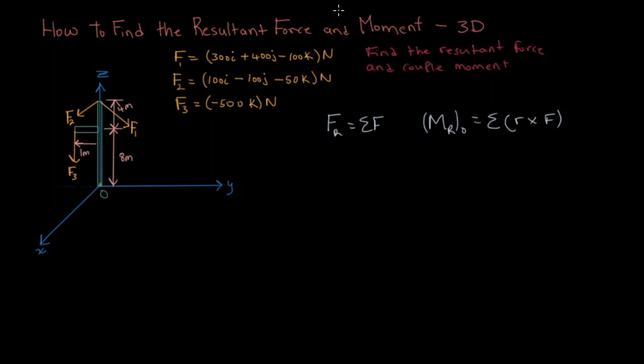In this video, we're going to do an example of finding the resultant force and moment. This time we're going to do a three-dimensional example. So in this question here, we have a pole like this, and it has these dimensions right here. And then it has this platform sticking out about 1 meter here.